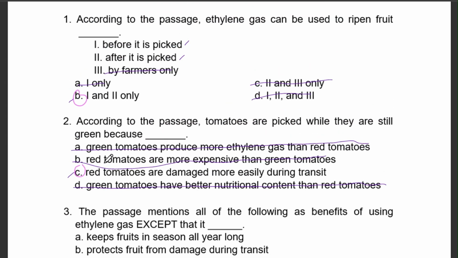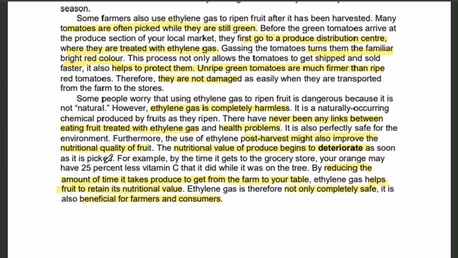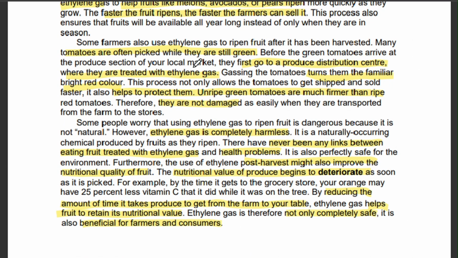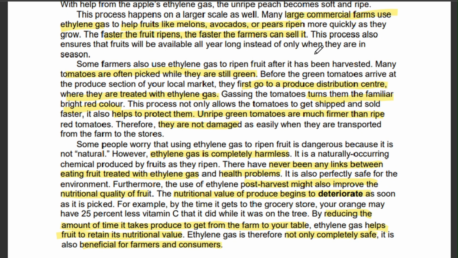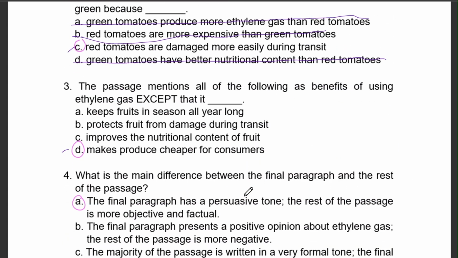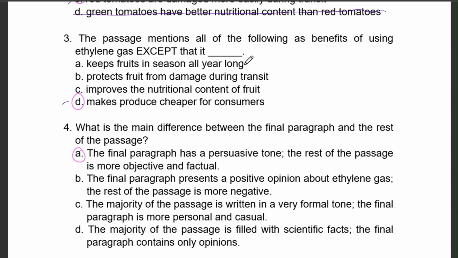Makes produce cheaper for consumers. The passage does talk about how ethylene gas helps keep fruits available all year round, protects them during shipping, and might even make them more nutritious. But it never says that it makes fruits and vegetables cheaper. Here's why the other options are mentioned in the passage. A. Explicitly stated, using ethylene ensures fruit is available all year. B. Explicitly mentioned, firmer green produce gets less damaged. C. The passage suggests ethylene might also improve the nutritional quality.